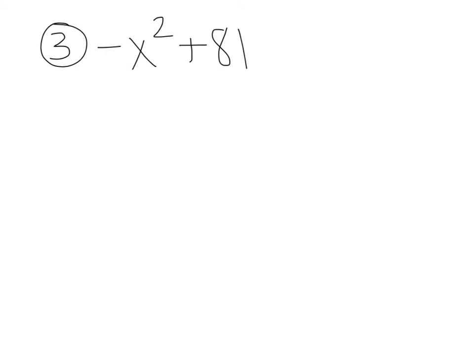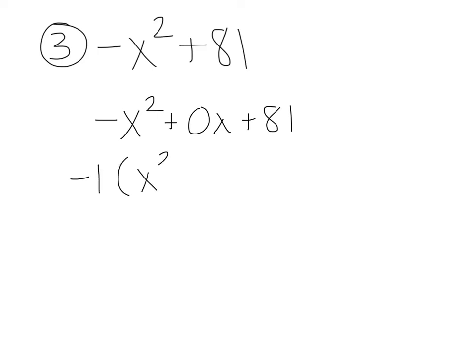All right, last one here. So this one here, the only thing that we can actually, or first we want to rewrite it with a 0x. And the only thing we can actually pull out of this one is a negative 1. So we're left with x squared plus 0x minus 81. Let's not make that same mistake that I made on the first one.